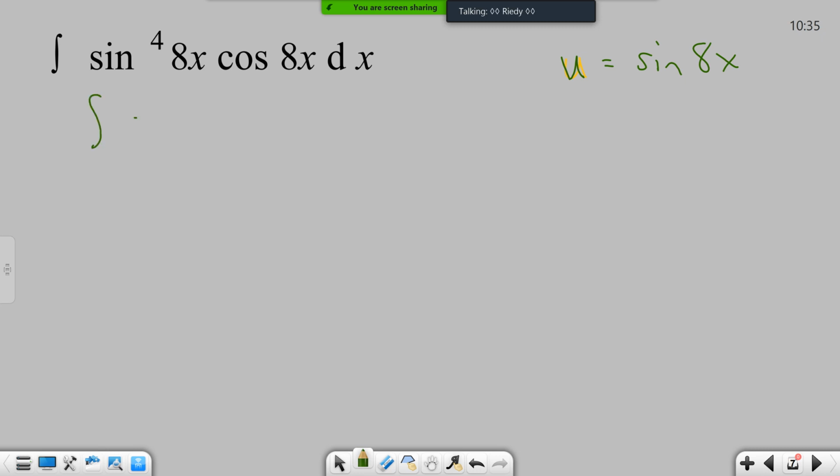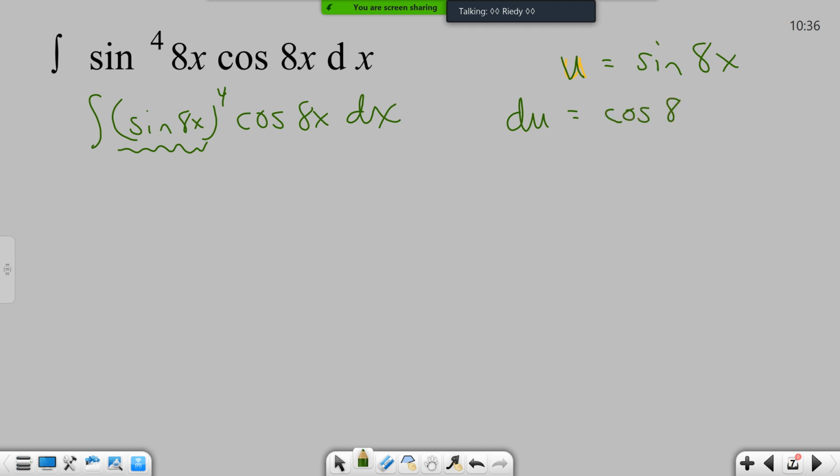Remember that this is the same thing as the sine of 8x raised to the fourth power times the cosine of 8x dx. Okay, so I'm going to take this thing inside. du is equal to cosine 8x times 8 dx. Now that step I did before on all the other problems, I'm going to skip that step now and go right to u to the fourth.